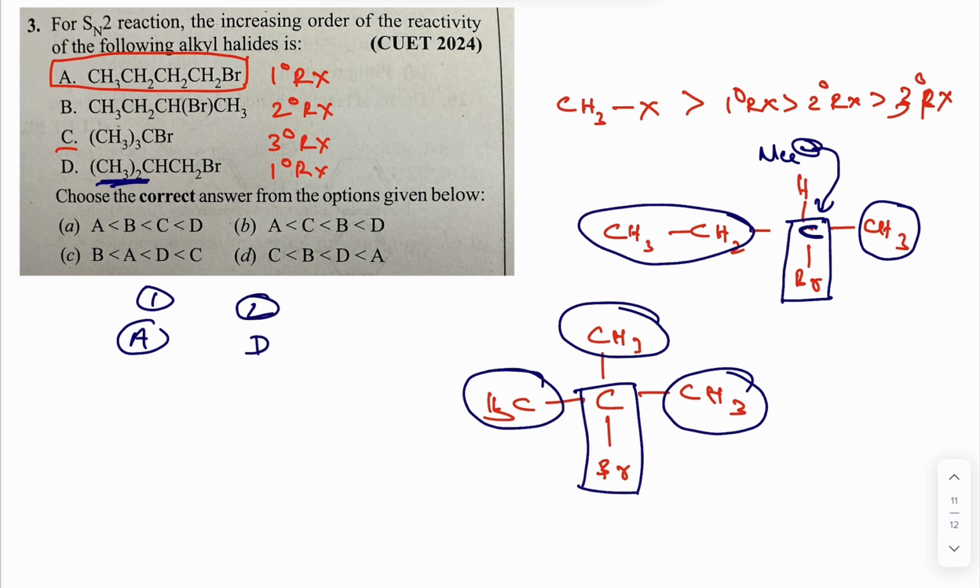And what about the third priority? The third priority would be the compound B. Why? In the compound B, I have two bulkier groups present. Therefore, the third priority would be the compound B. What about the least one? The least priority, obviously, is the compound C. So what is the option? Option D is the correct one. So A is the most reactive, then D, and then B and C. So option D is the correct one.